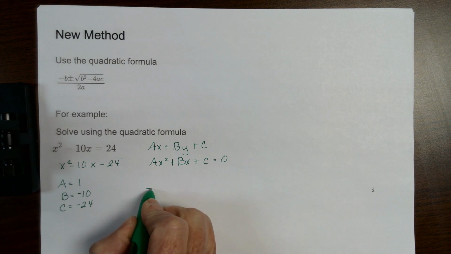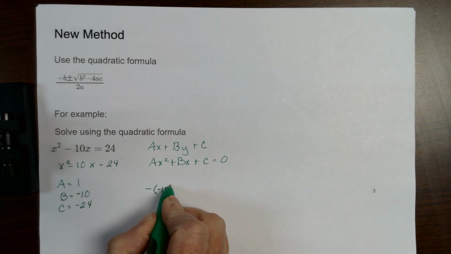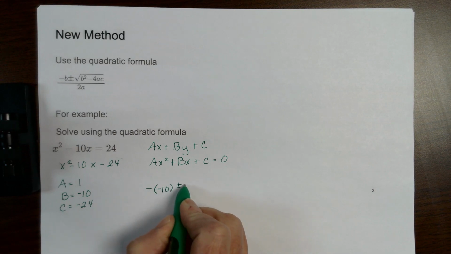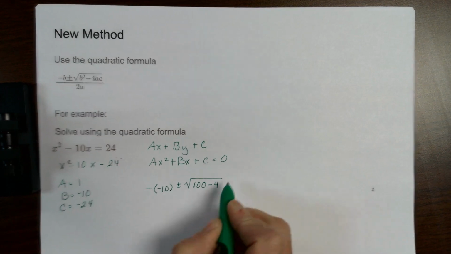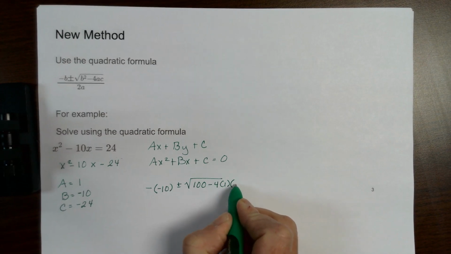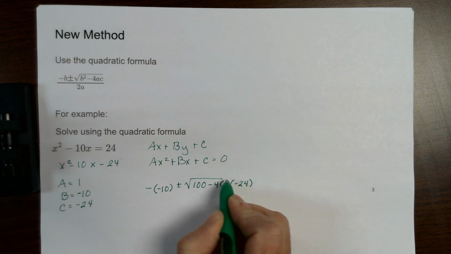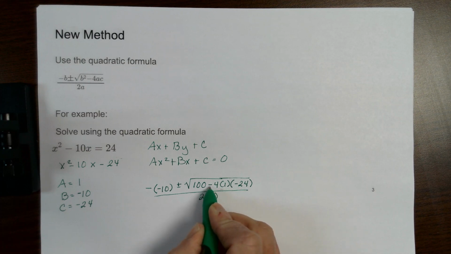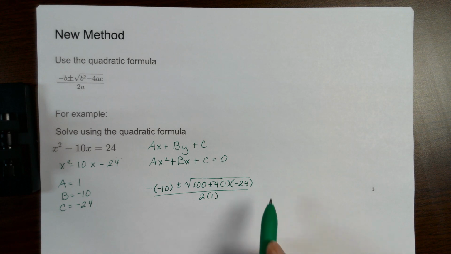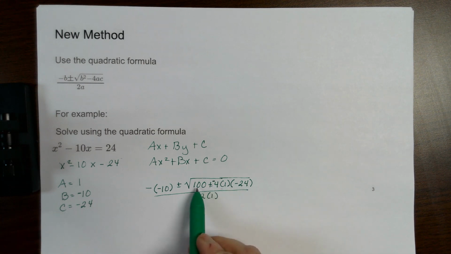I have, in this case, a negative 10, because that's what your b is, plus or minus the square root of b squared, which is 100, minus 4 times 1 times negative 24, over 2 times 1. Now, you've got a negative times a negative, so I would go ahead and add the opposite here. On this one, you've got to multiply before you can add, so you want to do that last part. 4 times 24 is going to give me 96.